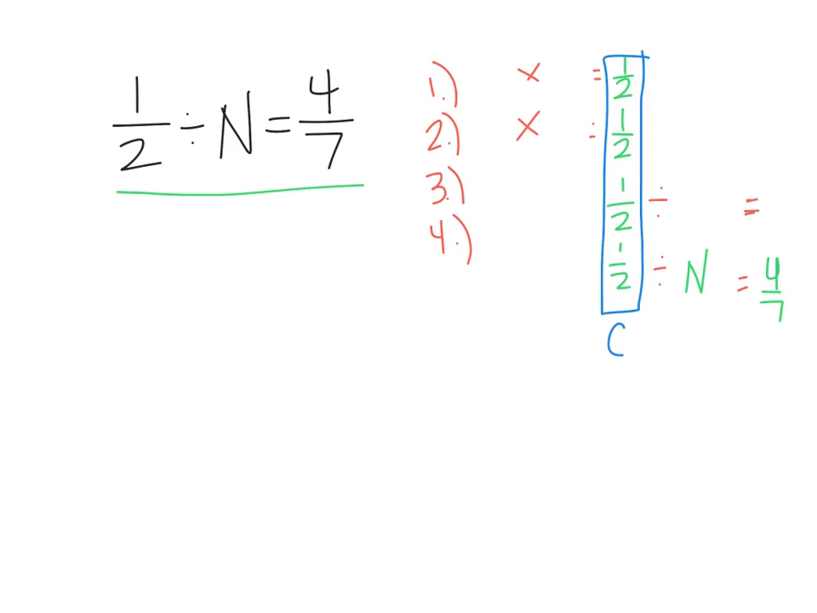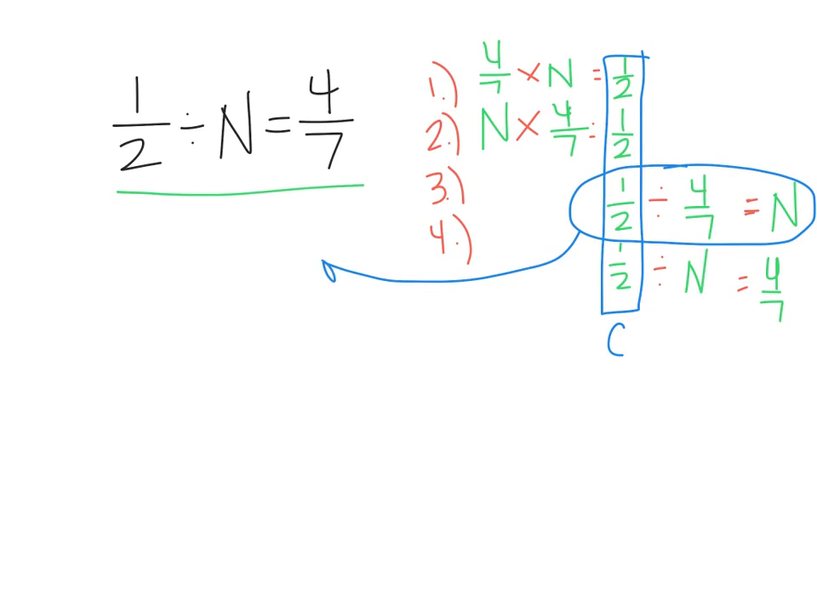So this is going to be 1/2 divided by 4/7 is going to equal n. This is going to be n times 4/7 will equal 1/2. And the other way will be 4/7 times n will equal 1/2. Now, once we have finished our fact family, the next thing that we need to look for is the equation that equals n. And the equation that equals n is actually equation number 3. We're going to take that equation and we're actually going to be able to solve that now.